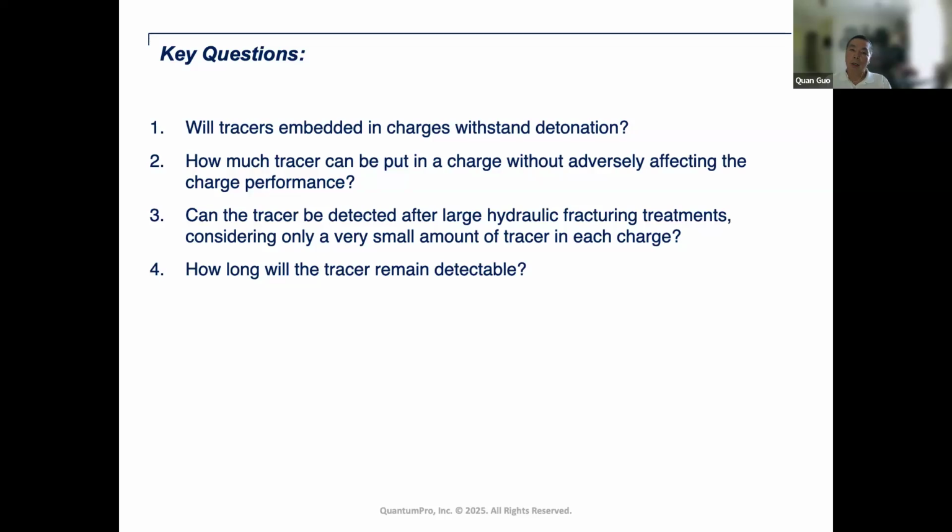Then, can the tracer be detected after a very large hydraulic fracture treatment involving hundreds of thousands of gallons of water, hundreds of thousands of pounds of sand, and especially when we have very little amount of tracer in each charge? If yes, how long will the tracer remain detectable? These are the key questions we'll be answering from the field test.